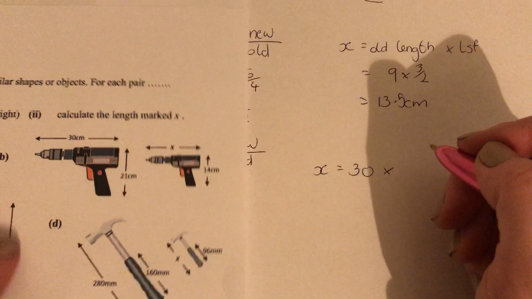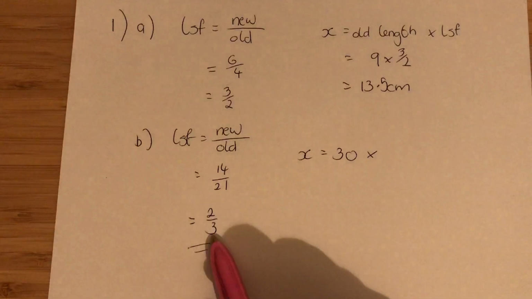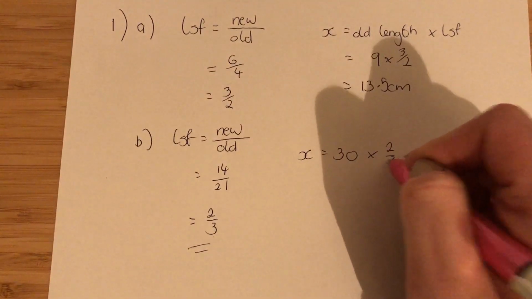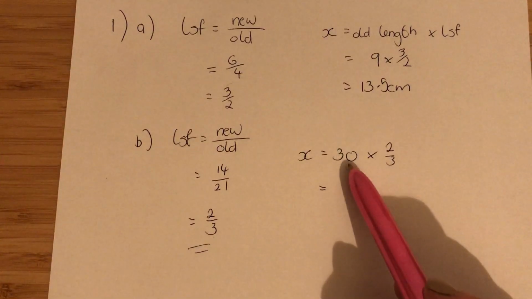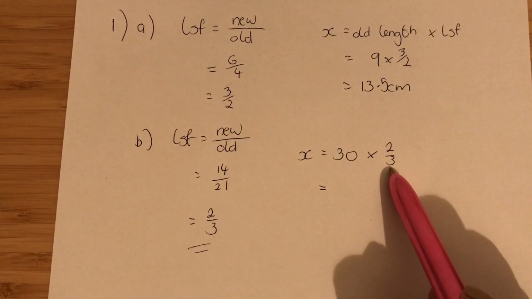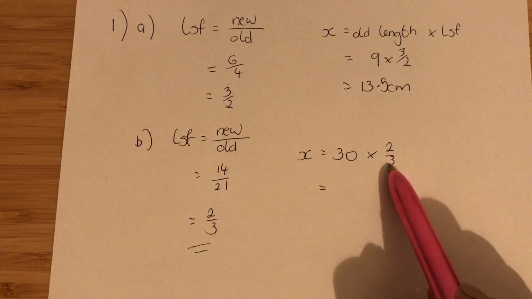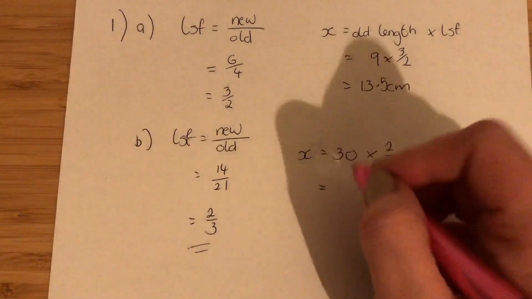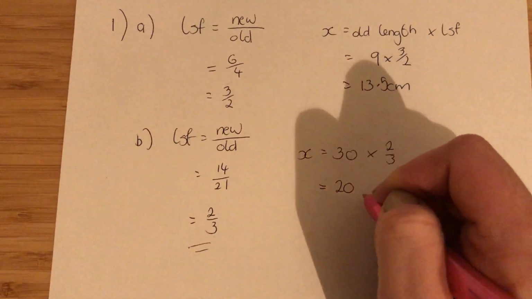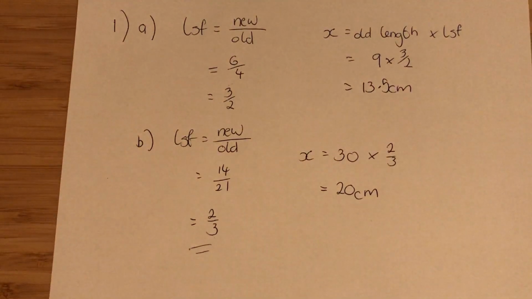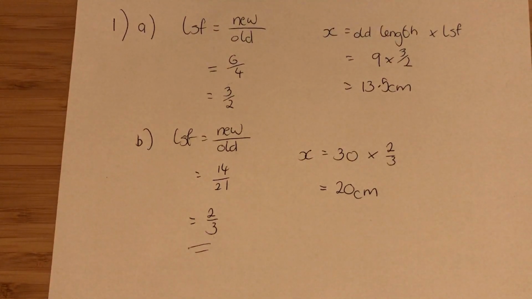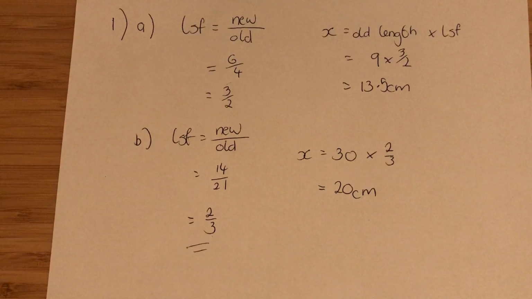And we multiply it by the scale factor, 2 over 3. We could do this non-calculator as well. Remember, divide by the denominator. So 30 divided by 3 is 10, multiplied by 2, 20. So our new length here is 20 centimetres. So that's your basic process for finding a new length using a linear scale factor.